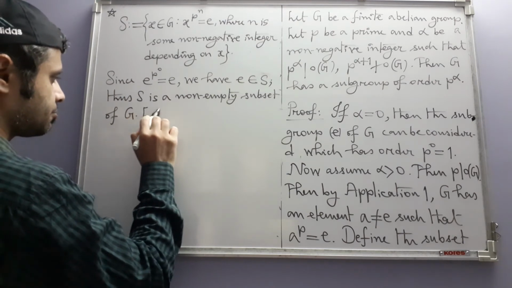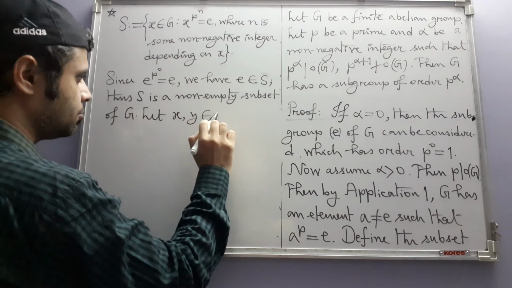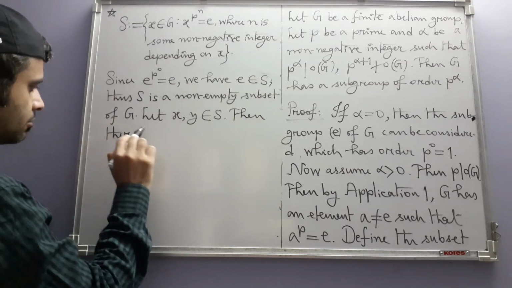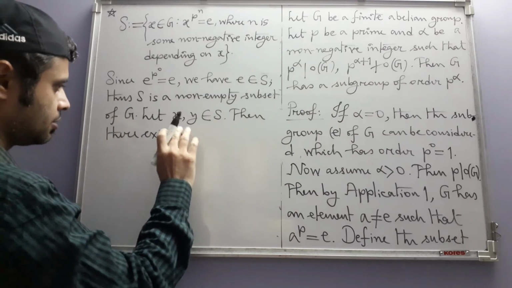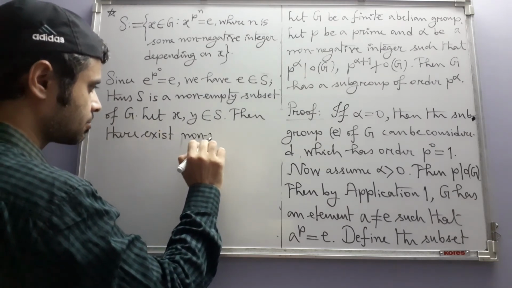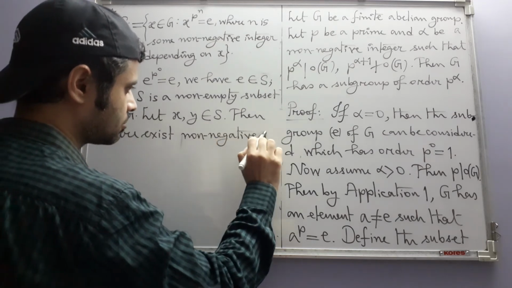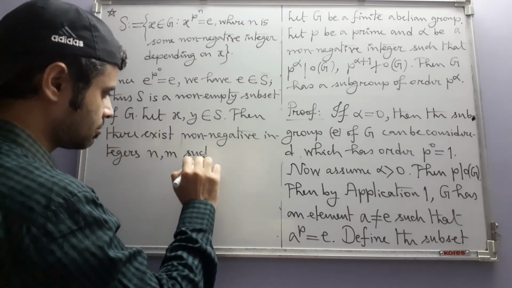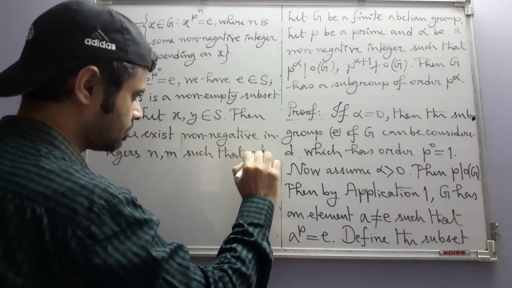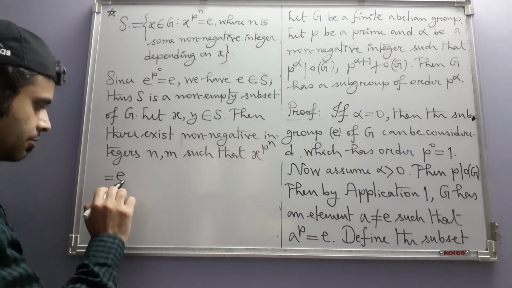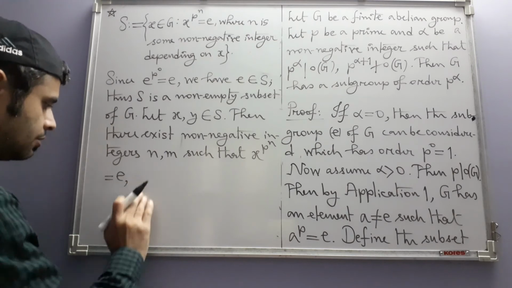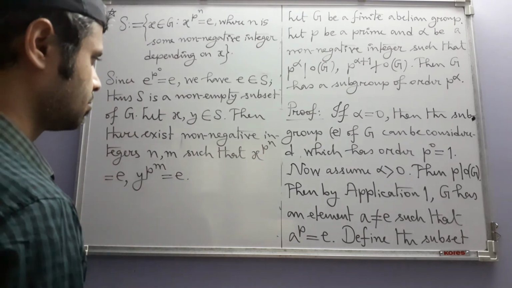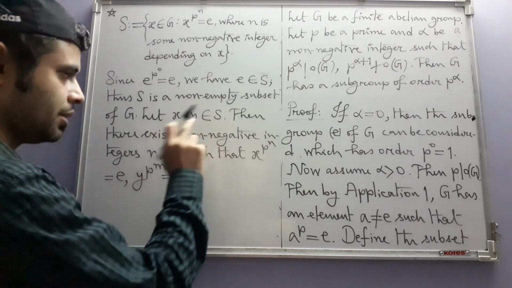So let x and y be two elements in S. Then there exist non-negative integers n and m such that x to the power p to the power n is equal to e and y to the power p to the power m is equal to e. That's because that's the condition for being in S.